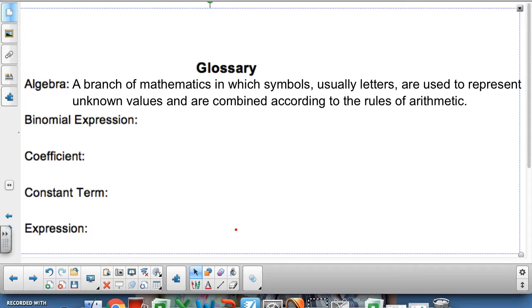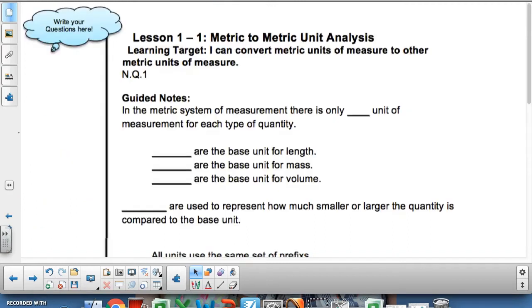All right, you should have that definition down, and let's go ahead and turn to page 3, and you should be looking at lesson 1.1. We are today going to talk about metric to metric unit analysis, and all that means is that we're going to be converting units from one unit to another within that metric system. So the metric system of measurement, there is only one unit of measure for each type of quantity, which is different from what we use in America most of the time, and that is very helpful in working with units with the metric system.